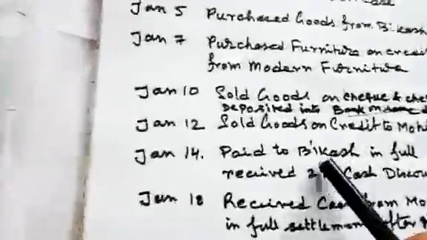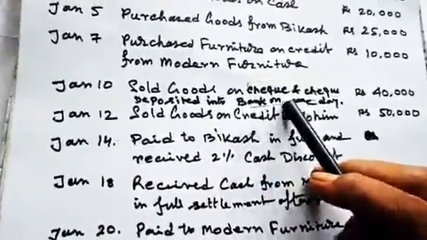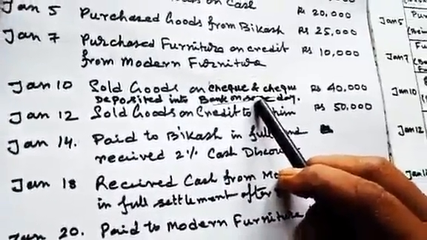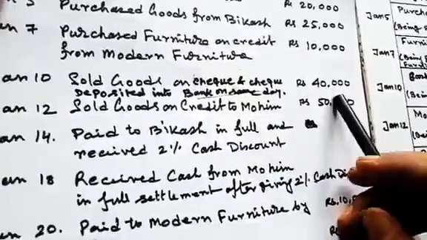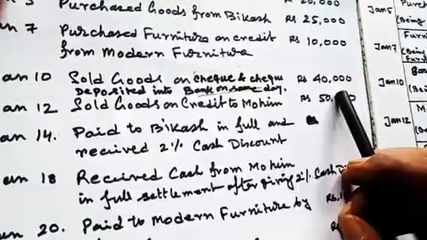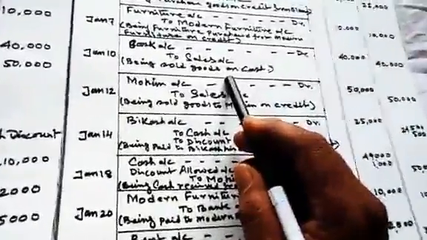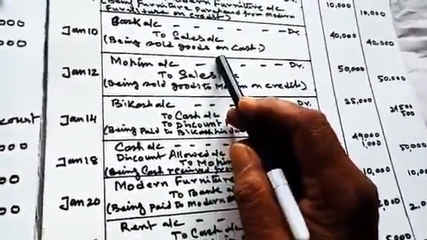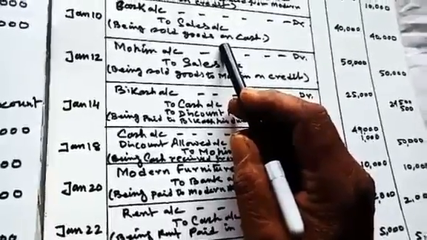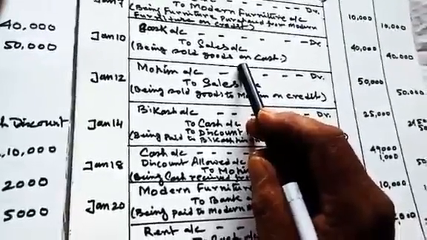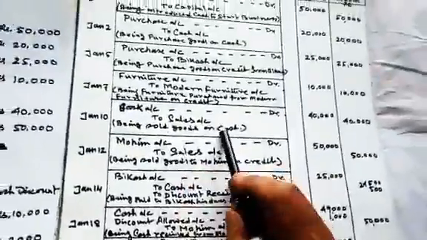Now see the next transaction on January 10. Sold goods on check and check deposited into bank on the same day, rupees 40,000. So for this January 10, the journal entry is, since the check has been deposited on the same day, will debit bank account because the amount is deposited into the bank. So bank is increasing. So bank account is debit to sales account.